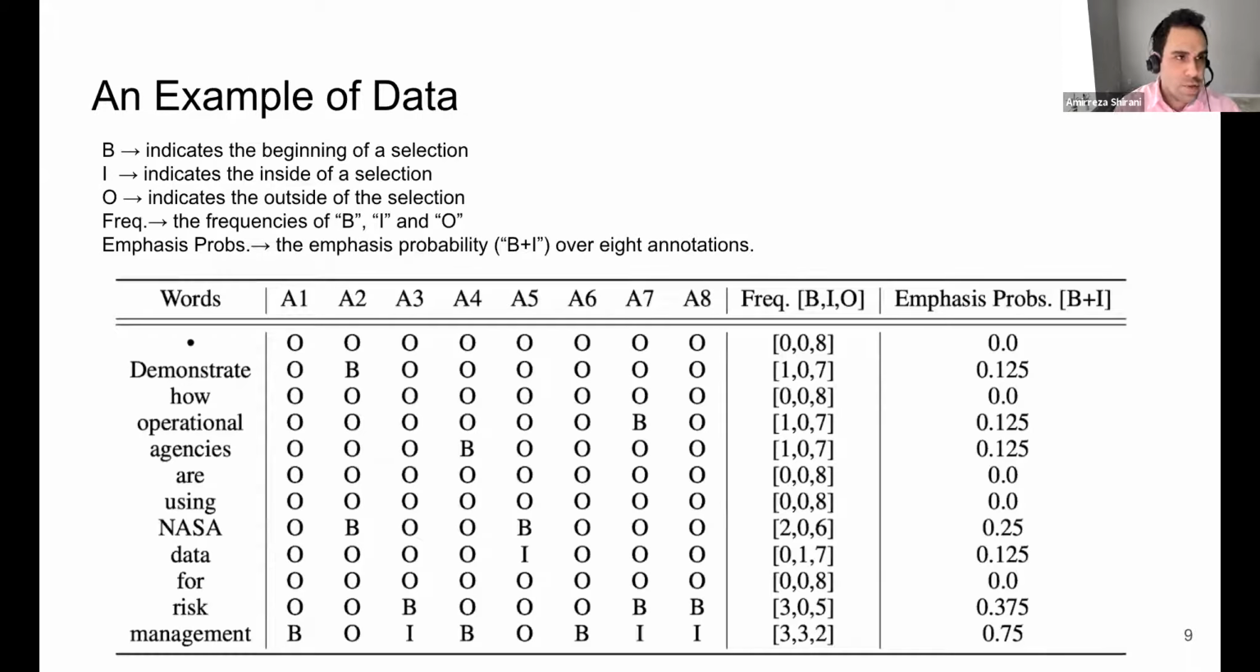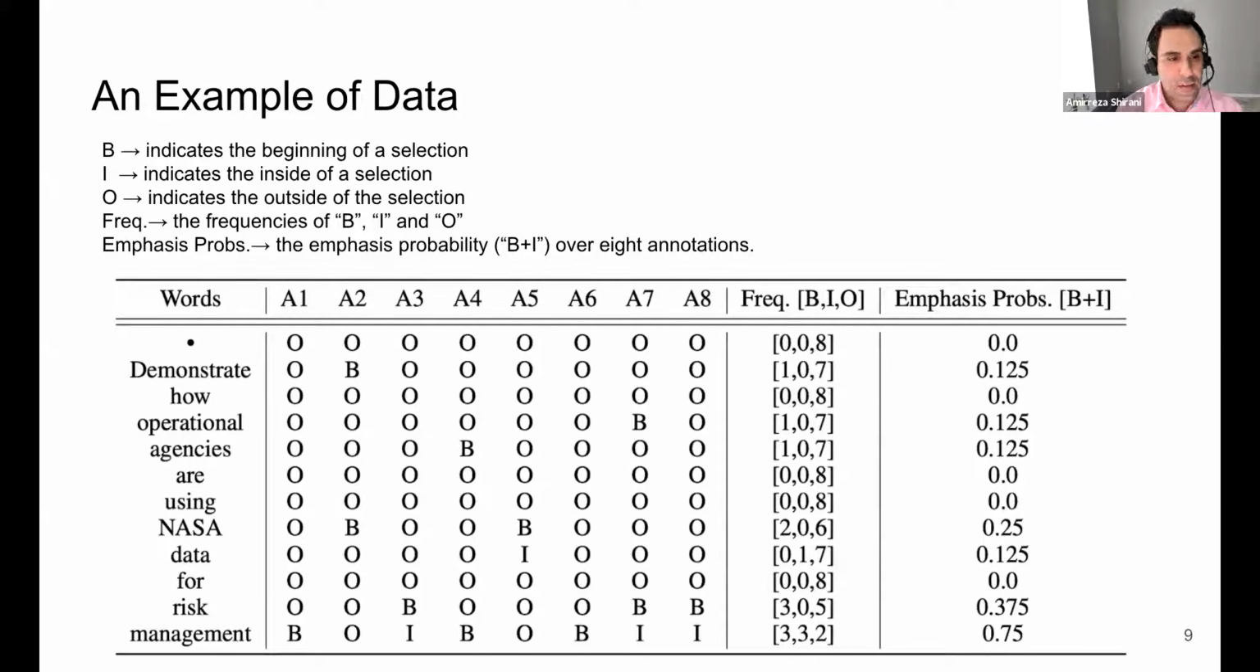Here, I'm showing an example of the data. So here is basically an example bullet point along with emphasis probabilities. These are our 8 annotations. We use the BIO scheme. B indicates the beginning, I indicates the inside, and O indicates the non-emphasis words. In the third column, we show the frequency of this BIO.